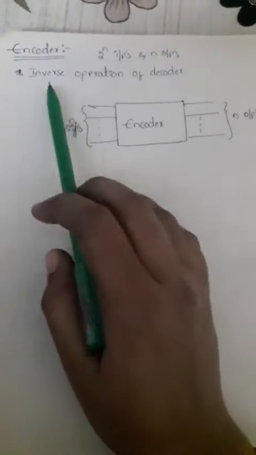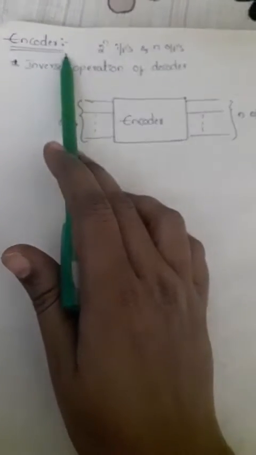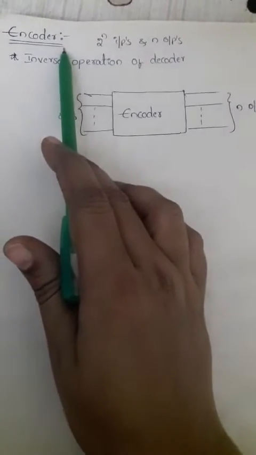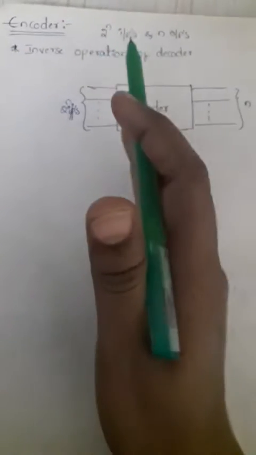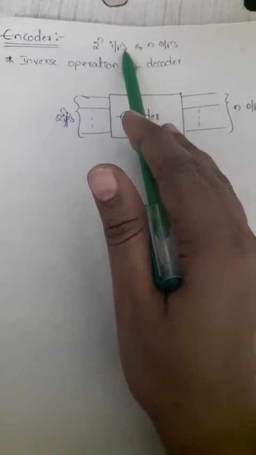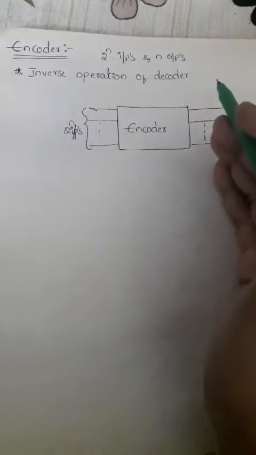In this class we are going to discuss the encoder. This encoder is also one of the combinational logic circuits. Generally, these encoders are logic circuits which consist of 2 power n input lines and n output lines. That means it is exactly the inverse operation of the decoder.